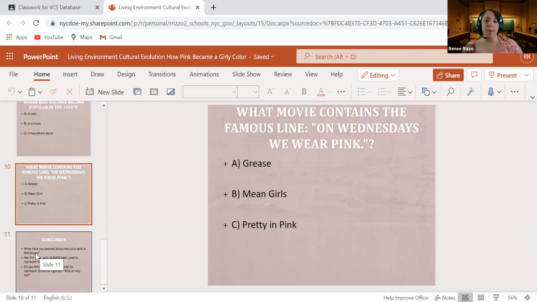So, next question: what movie contains the famous line, "On Wednesdays, we wear pink"? So, the choices are A, Grease, B, Mean Girls, or C, Pretty in Pink. So the two distractor answers, A, Grease, or C, Pretty in Pink, may be a little bit confusing for the students because the movie Grease was included in the video because of the pink ladies who wore their pink jackets. And the title, C, Pretty in Pink, has the word pink right in it. So students might gravitate towards that answer. But the correct answer is, of course, B, Mean Girls, which they showed that clip of in the video.